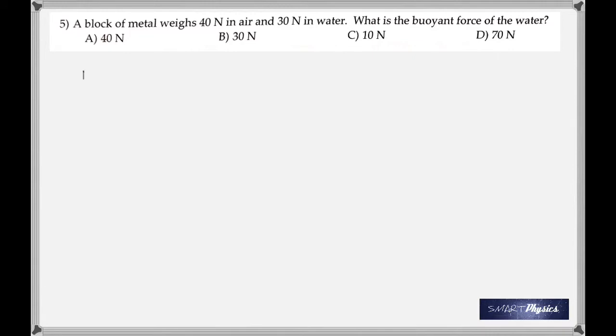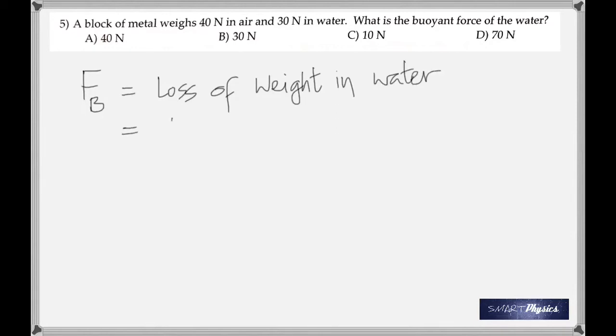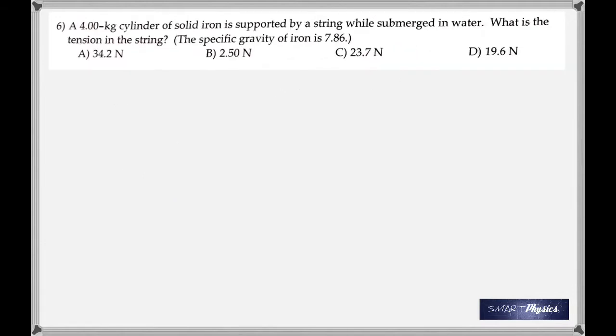Block of metal weighs 40 newtons in air and 30 newtons in water. What is the buoyant force? Buoyant force is just the loss of weight in water. Okay, so the loss of weight here should be 40 minus 30, which is 10 newtons. Because the reason why it seems to have lost weight is because of the buoyant force. Therefore, buoyant force is always equal to loss of weight in water or in a liquid.